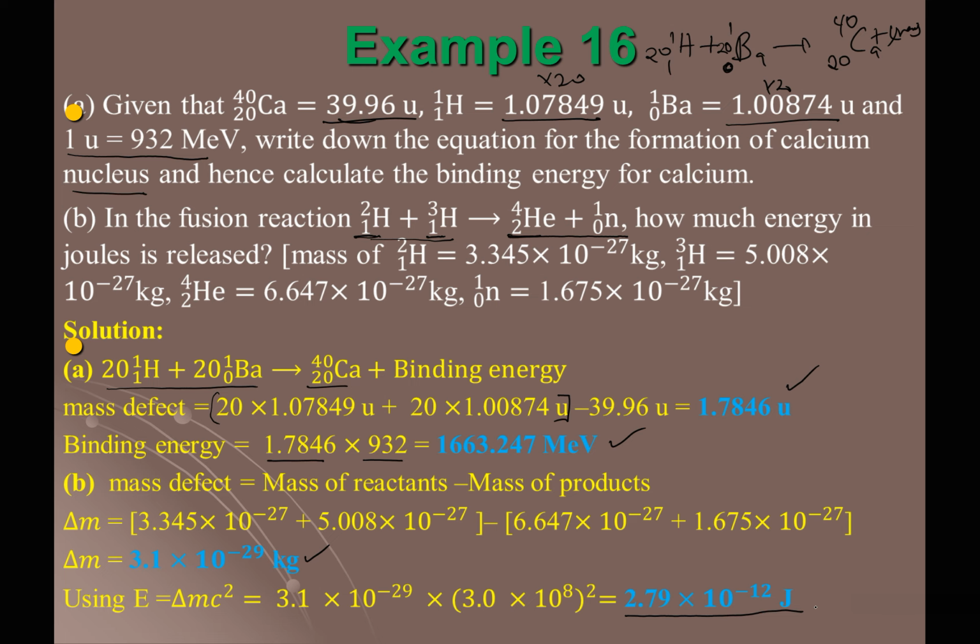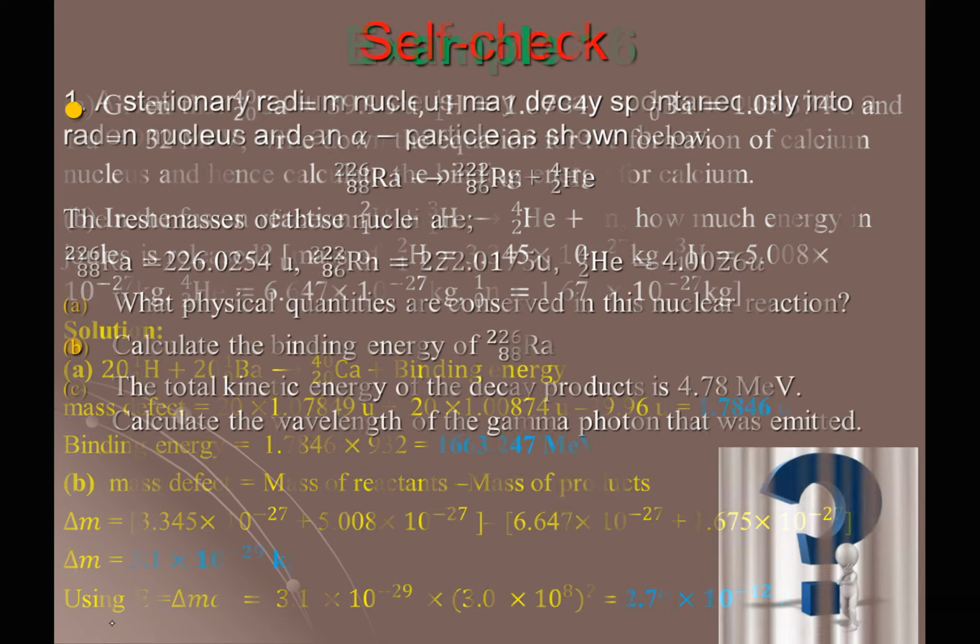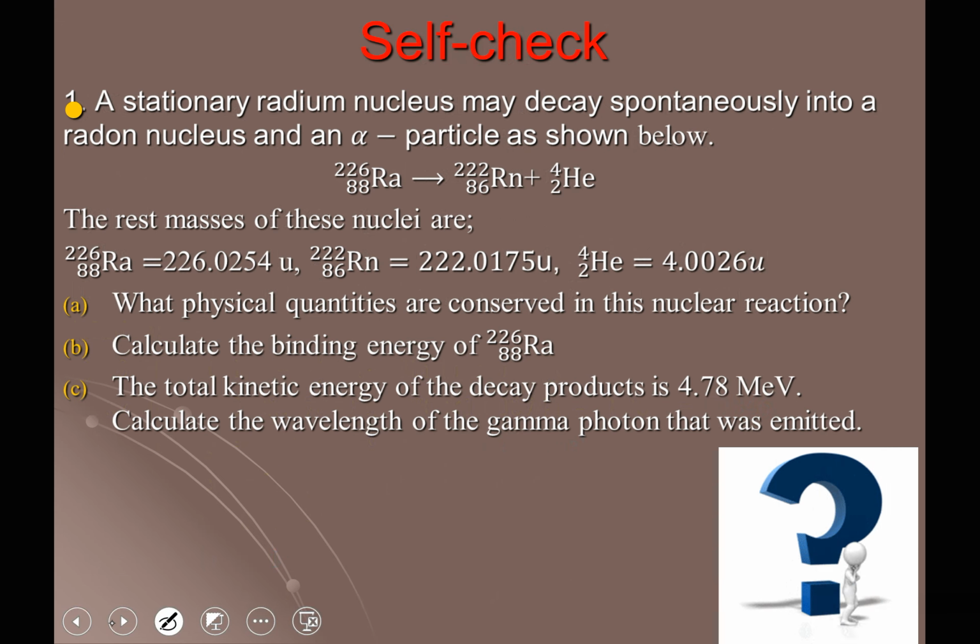Okay, so having gone through all those examples, I think you should also be able to try out the following self-check question. A stationary radium nucleus may decay spontaneously into a radon nucleus and an alpha particle as shown in the figure below. So this is the equation. The rest masses of these nuclei are shown here.